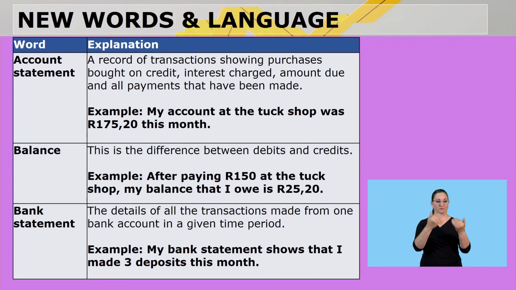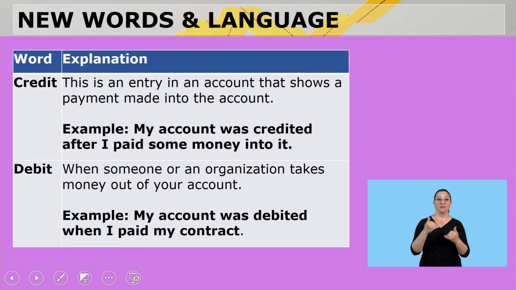A bank statement is the details of all the transactions made from one bank account in a given time period. Credit is the entry in an account that shows a payment made into the account. And then debit is when someone or an organization takes money out of your account. And that is for now.